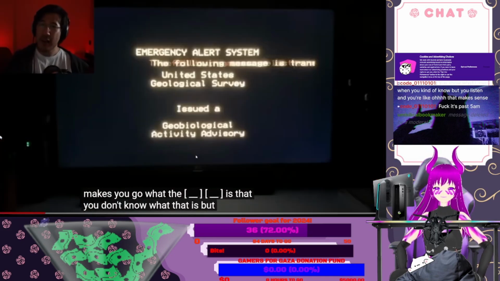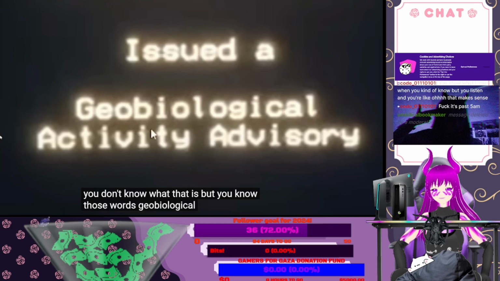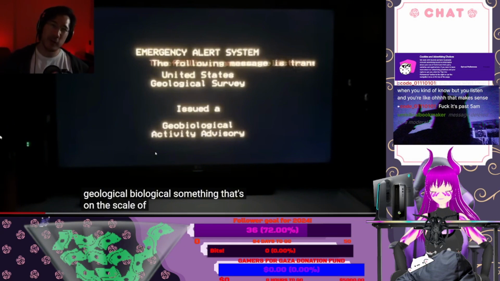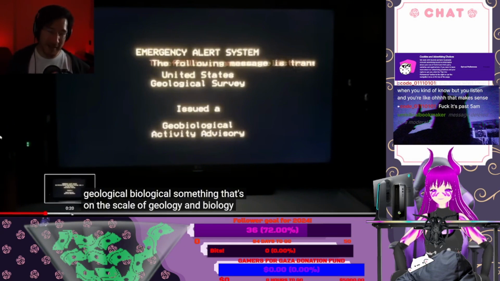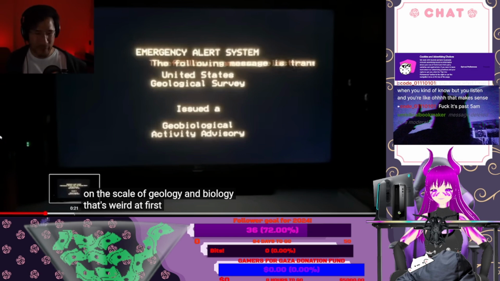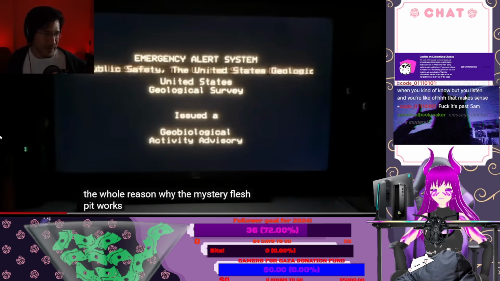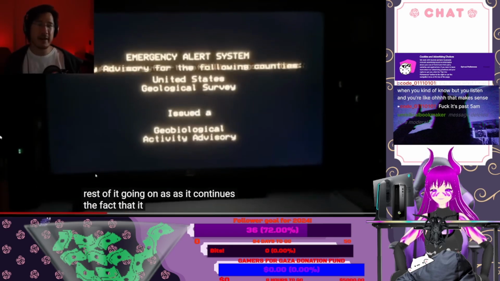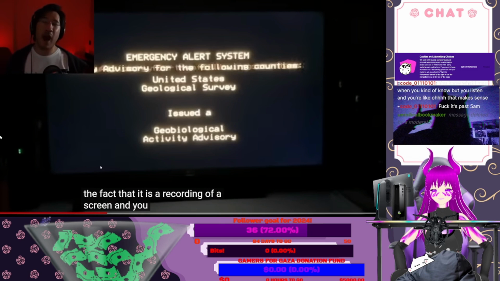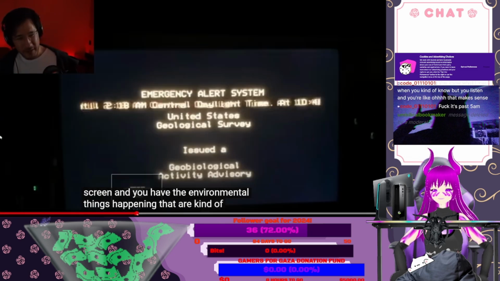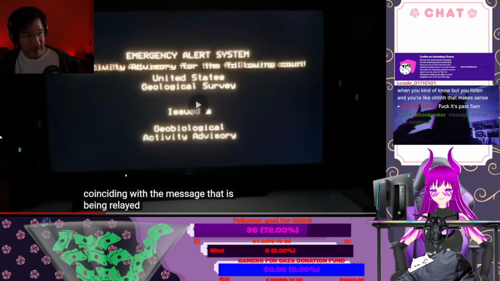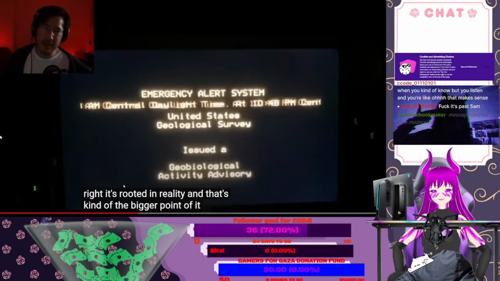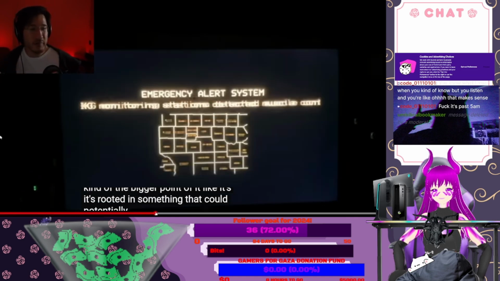You don't know what that is, but you know those words, geobiological. So, okay, geological, biological, something on the scale of geology and biology. That's weird at first, and that's the whole reason why the Mystery Flesh Pit works so well. But also, just like the rest of it as it continues, the fact that it is a recording of a screen and you have the environmental things happening that coincide with the message being relayed, and it's rooted in reality, right? It's rooted in reality, and that's the bigger point of it. It's rooted in something that could potentially be real.